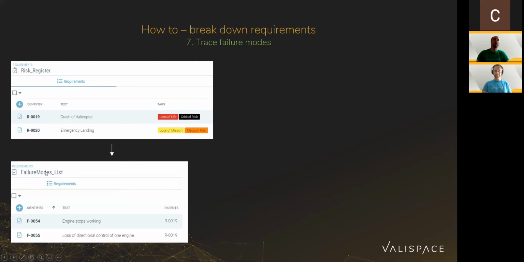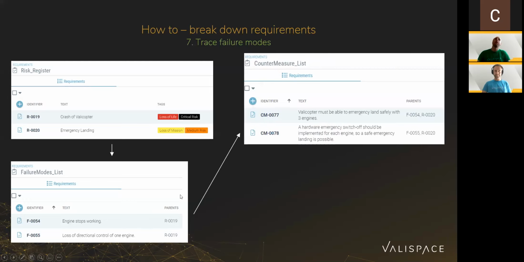Then what you do is you make a failure modes list. So you basically start imagining all the things that could go wrong, right? Engine stops working, loss of control of one engine, all these kind of things. And you have to think about these failures in different places. So on the system level, but also on the subsystems, what could go wrong, or even on the component level, one level below. And then you think, what could be the countermeasures, right? So you're saying, well, we must be able to do emergency landings with only 3 engines, right? If we're losing one of the 4, we should still be able to do an emergency landing.